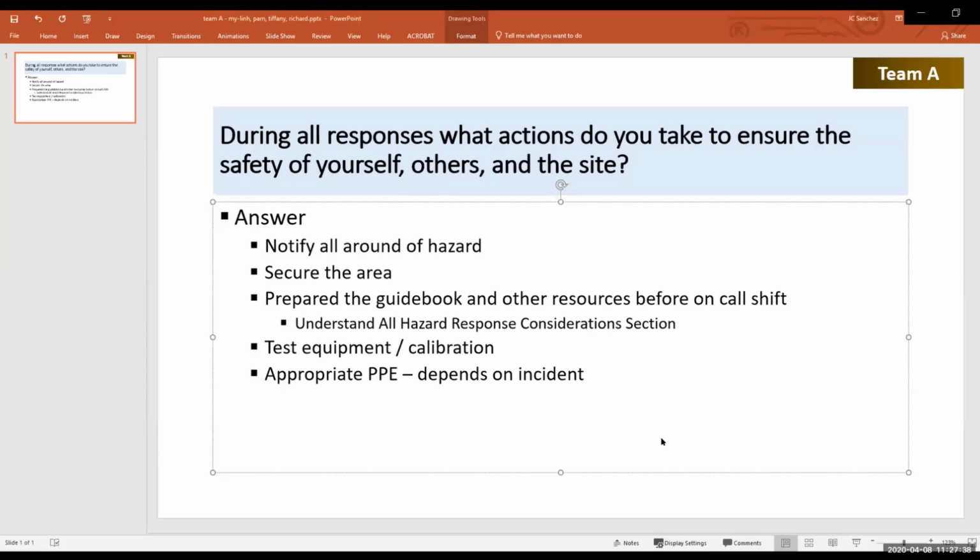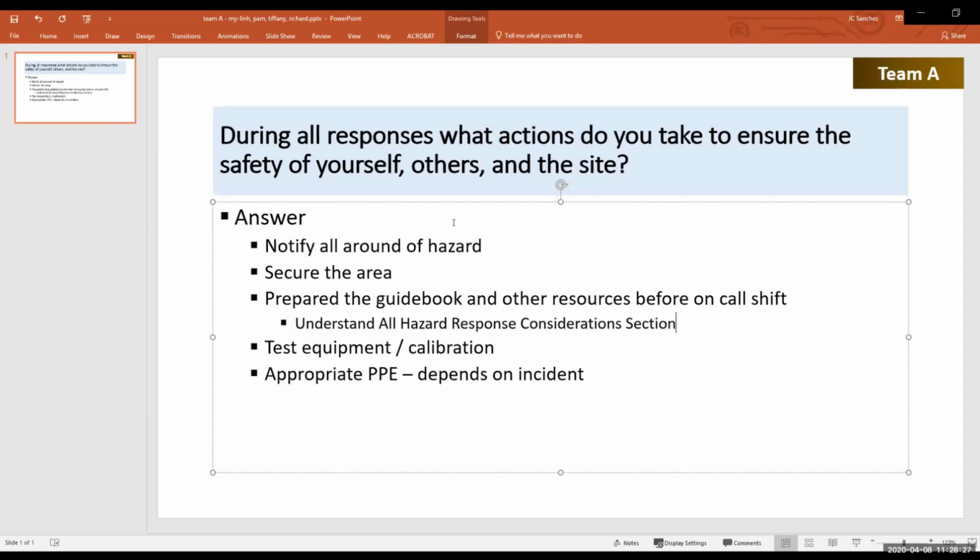What the team came up with was that when responding to something, we would have to notify everyone around of the hazard so that they know that there's a response going to occur as well as what might be around them. Secure the area, make sure nobody can get in the area while this is going on. Prepare the guidebook and other resources before on-call shift. That's basically preparing everything you need before you need it, so you're not just scrambling last minute. Test equipment and calibration. Everything should be calibrated regularly, but should be checked before we go out with it. And of course, donning the appropriate PPE.